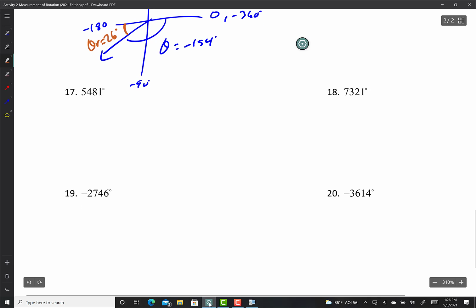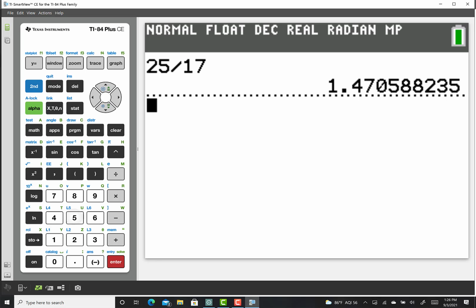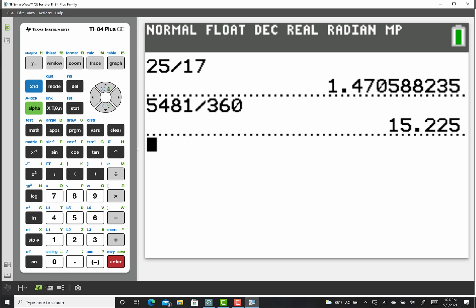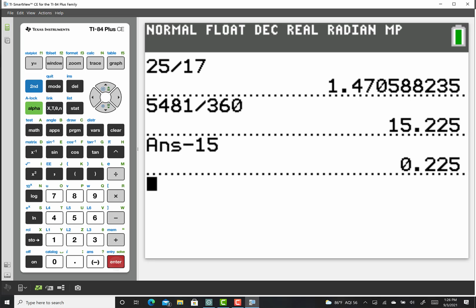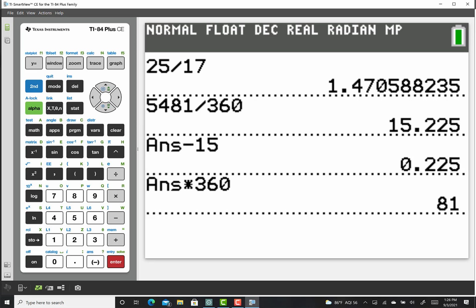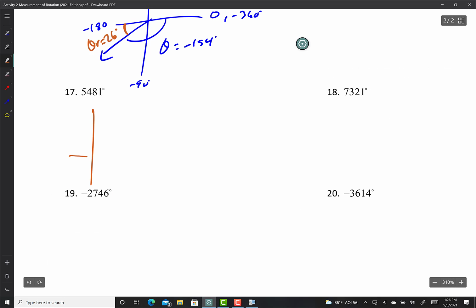Do you remember how to do the big ones, 5481? Take your calculator, 5481 divided by 360. You can do what Lozano does, 15 times 360, whatever that is. Or I'm going to subtract the 15, and there you go, times 360. I got 81 degrees. So I'm in quadrant 1. And that's both your coterminal and your reference.